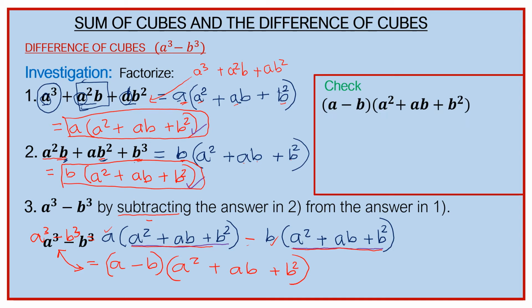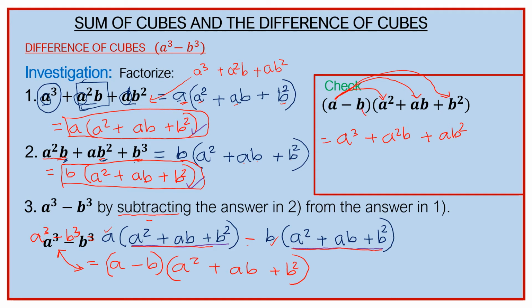Let us check whether what we are talking about is correct. So we will get a times a², that will be a³. Again we get a times ab, that one will be a²b. Then again we get a times b², we get ab².